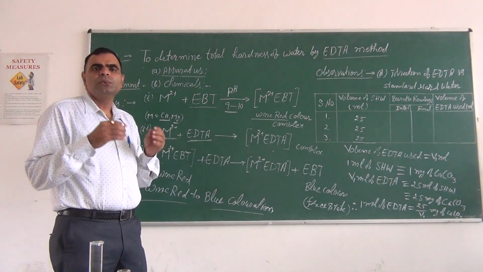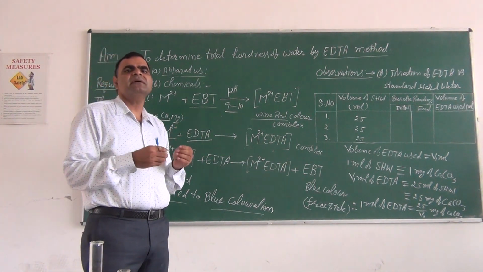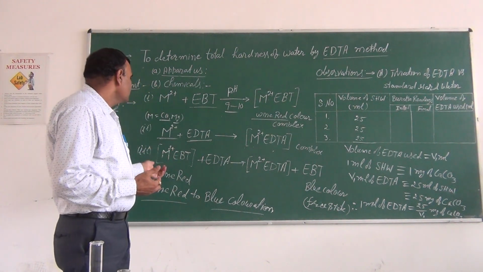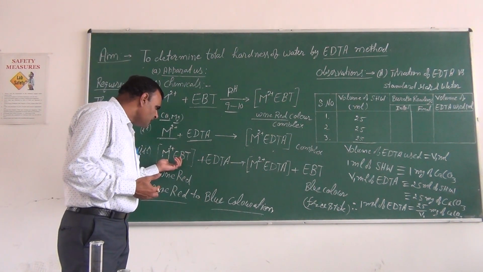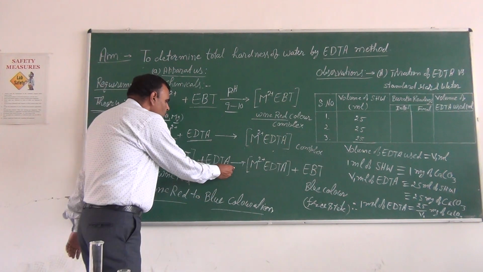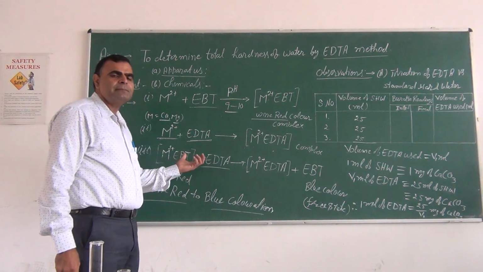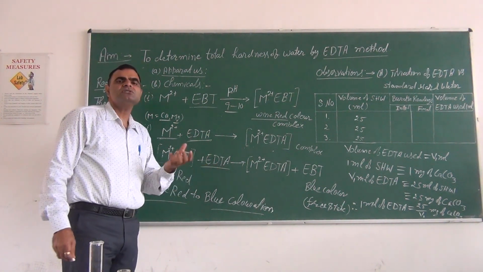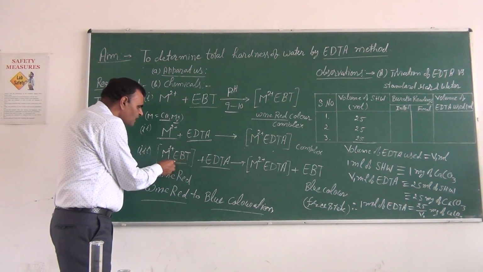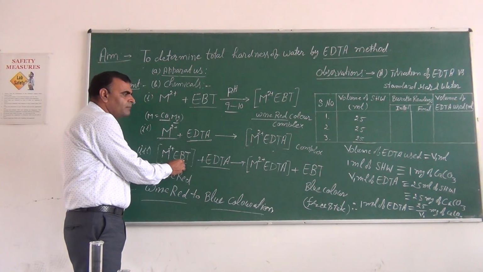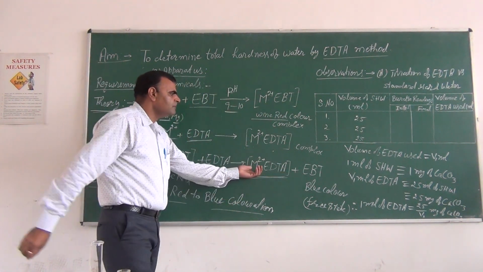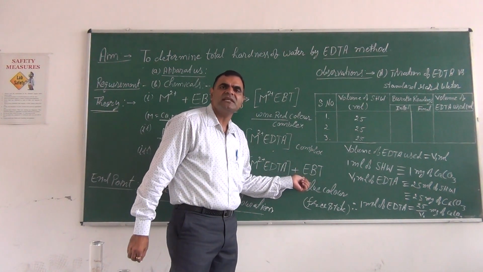When all the free metal ions of calcium and magnesium are complexed, a stage is reached when only the metal-EBT complex is present, and we put a drop of EDTA from the burette. Then what happens? Since EDTA is a stronger complexing agent, it substitutes EBT from the metal-EBT complex and forms the metal-EDTA complex, and EBT is set free.